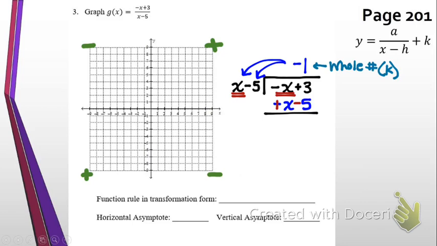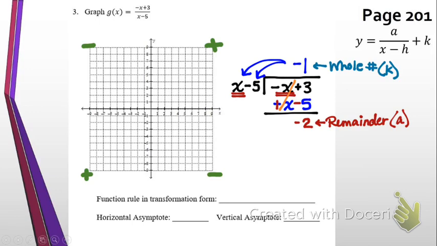So what am I going to see happen? My x's cancel out. I'd be left with negative 2. So here's my remainder. Remainders are parts of fractions. So that's my a value.